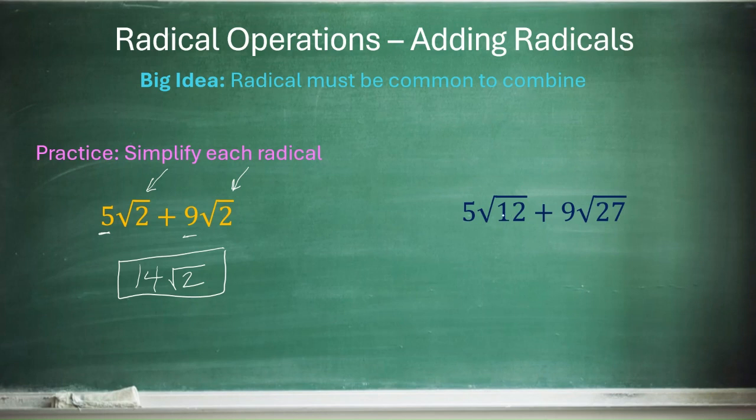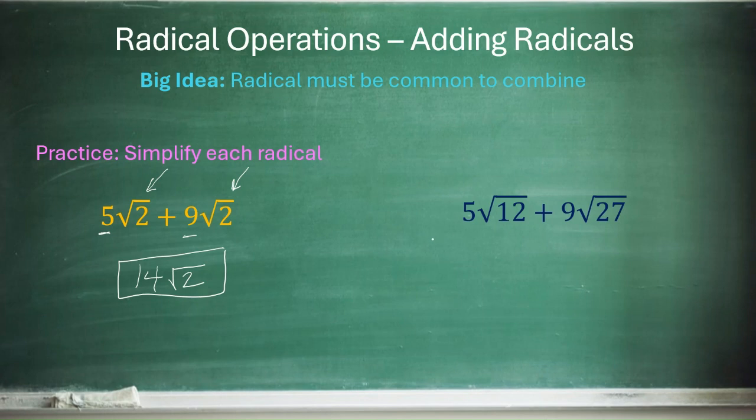So the way I like to do this is I like to look at what perfect square lives within 12? So I'm thinking of the factors of 12. I have 6 and 2. There's no perfect square there. I also have 4 and 3. 4 is a perfect square. And what I mean by that is when I take the square root of 4, I get 2 out. I get a whole number out.